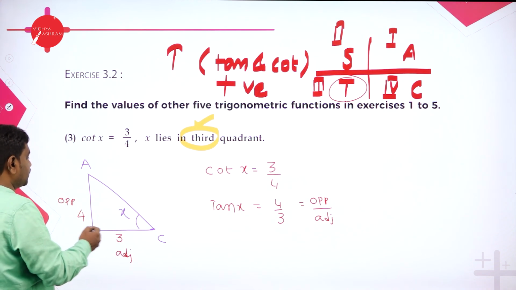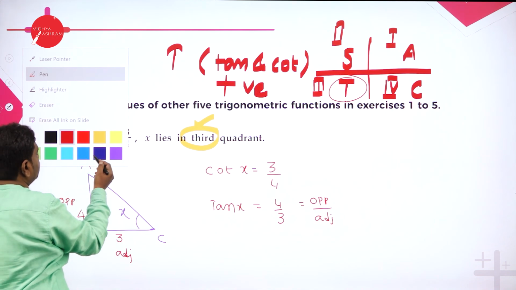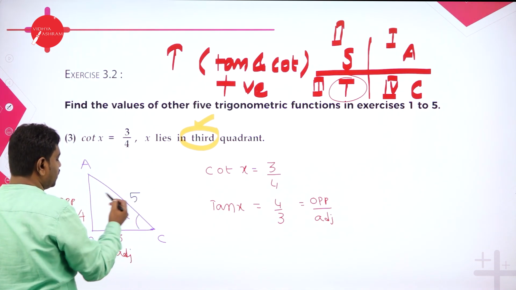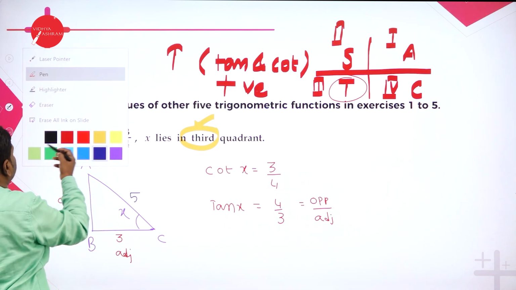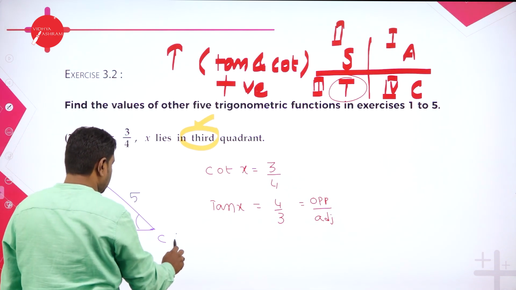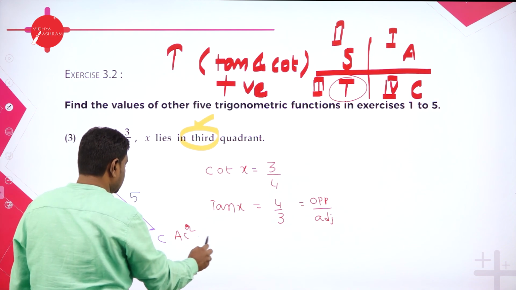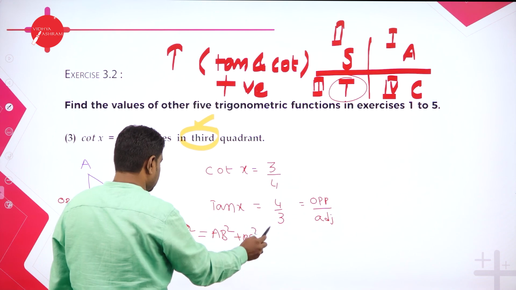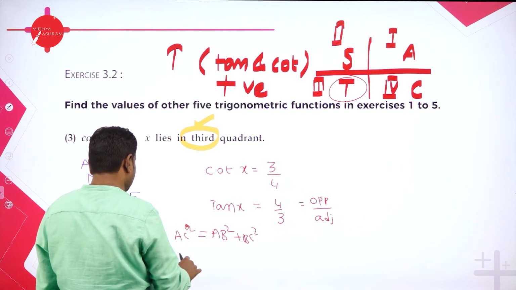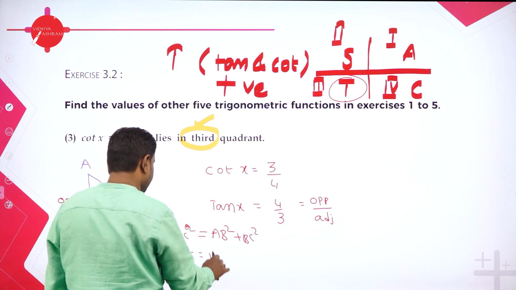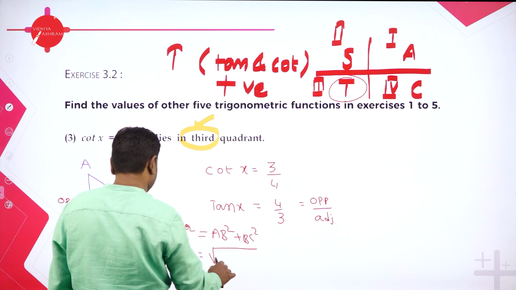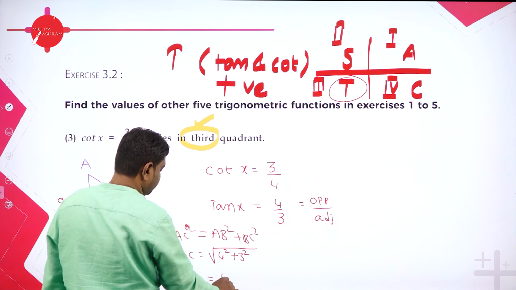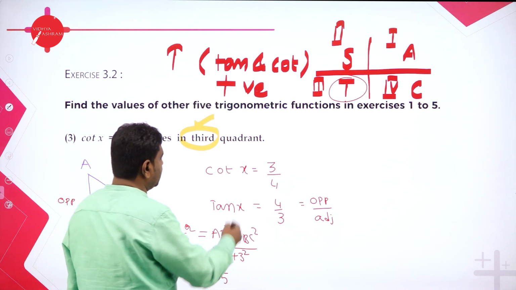And Pythagorean triplets, the missing number you can find. 5 is the missing number. Or you can use Pythagoras theorem: AC square is equal to AB square plus BC square. AC is what? We don't know. So AC becomes root of AB square plus BC square, that is 4 square plus 3 square. That will become exactly root 25, 5. So now tan and cot we got.